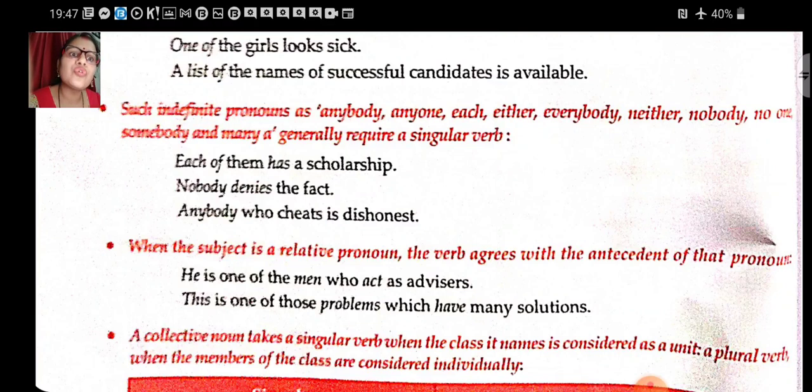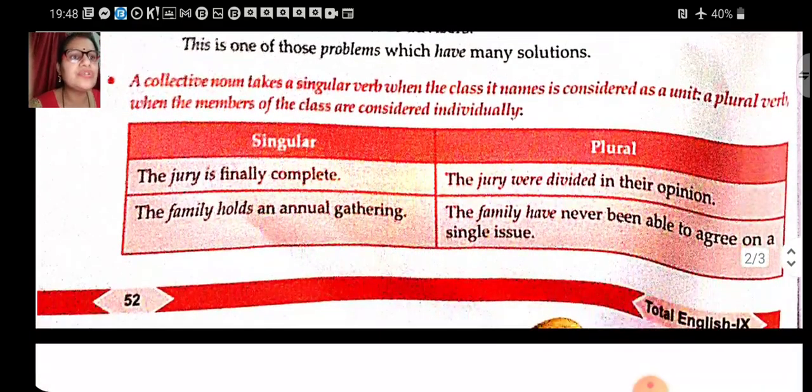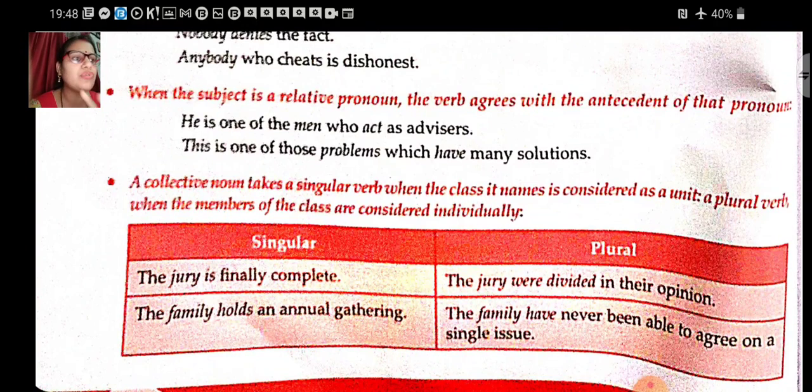This is one of those problems which have many solutions. Again, this comes with is, because they might be talking about the problems, but it has many solutions also. But since they have used one of them, it indicates that they are talking about one person. Hope this video is not getting long for you. We have only 2 more points to discuss, I think.